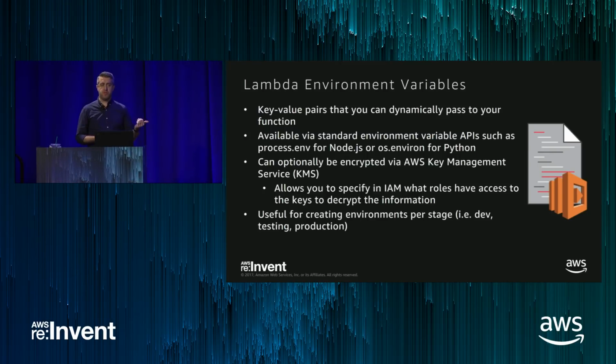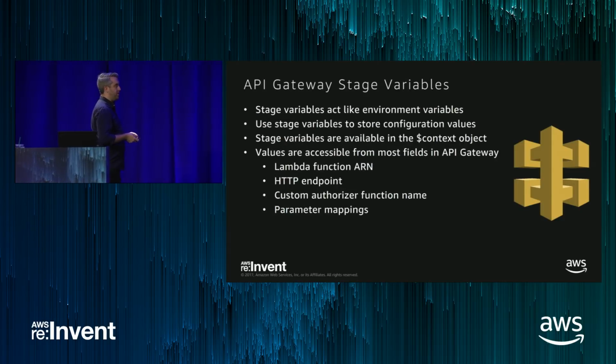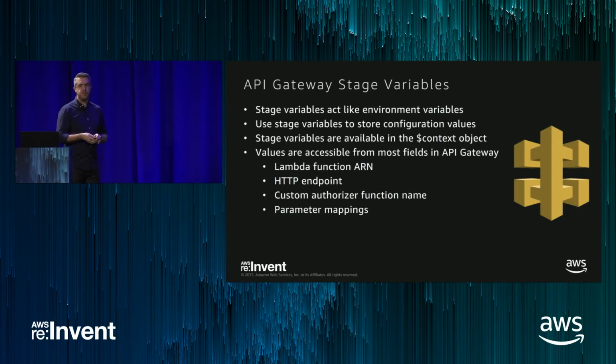And these can be encrypted via KMS, and they become available to your Lambda function via standard operating system environment variable constructs. So depending on the language that you're using, you're just looking for an environment variable, and it can be made available inside of your Lambda function. Now, API Gateway supports something very similar called stage variables.